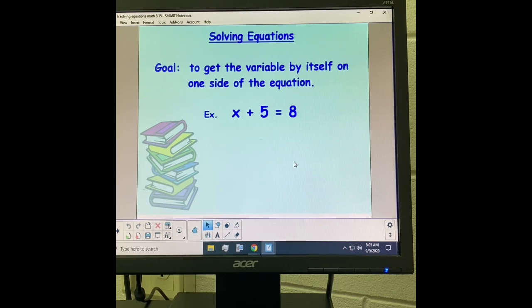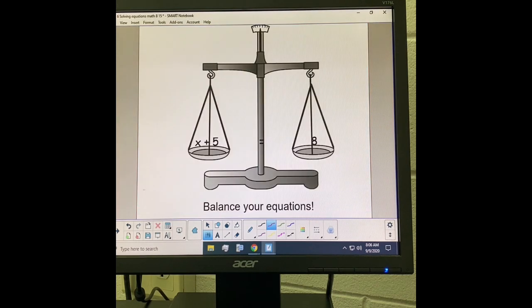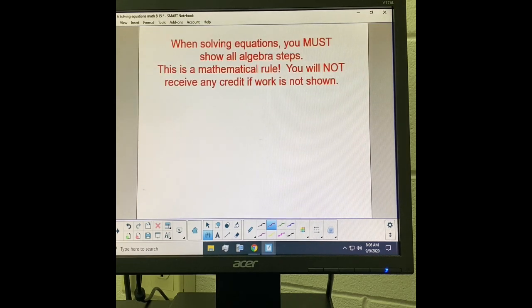Today we are reviewing solving equations. We need to balance the equations. What we do to one side, we have to do to the other side. Here we subtracted 5 from both sides, and we got x equals 3. We have to make sure one side of the equation equals the other side of the equation.